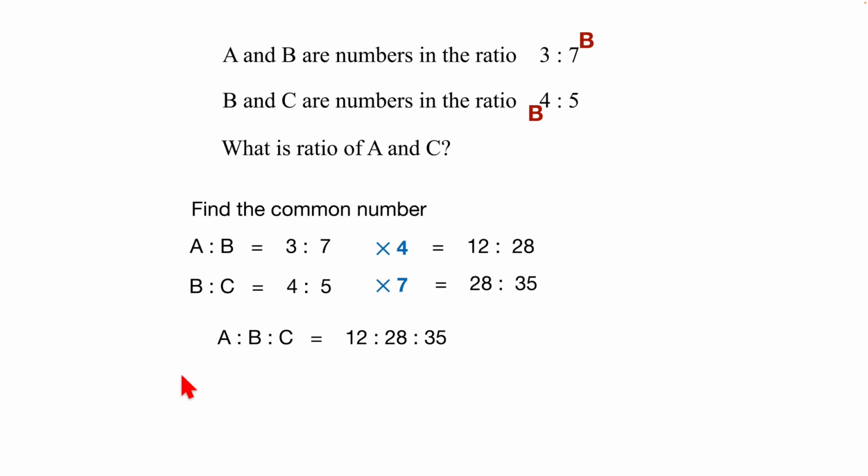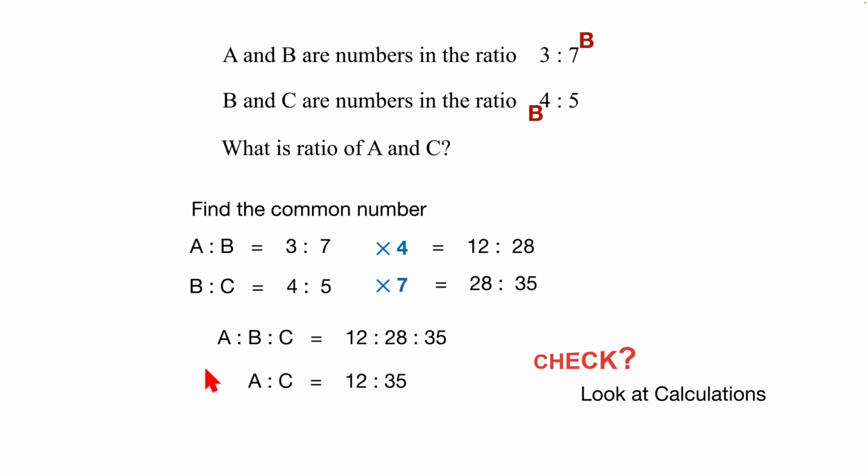We can remove the B. If B never existed, there would still be this relationship between A and C, and that's your answer. A to C is 12 to 35. Check. Well, we know the process. Let's just look at the calculations. 4 times 3, 4 times 7, 7 times 4. Well, that all looks good to me.